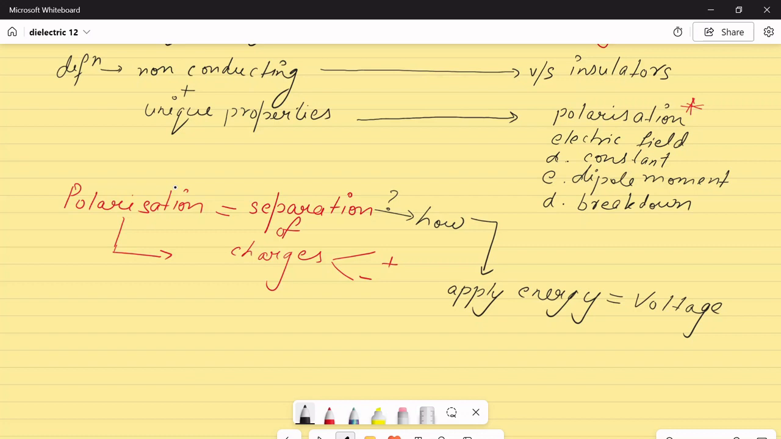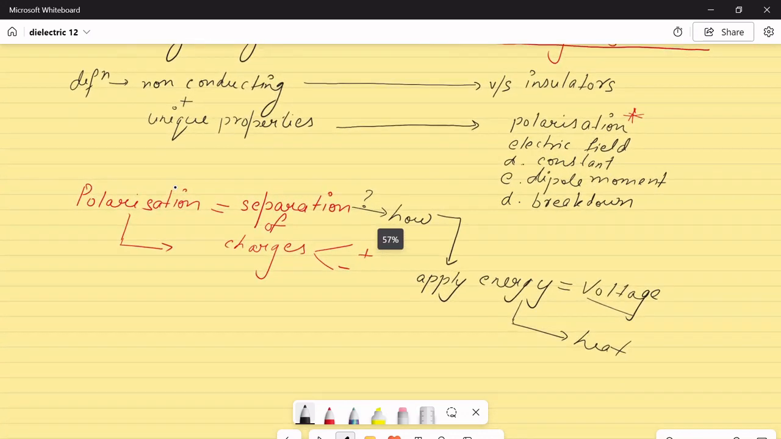Now this energy may not necessarily be the voltage. It can also be some other kind of energy, like let's say heat energy, thermal energy. But in order to regulate the process, we apply our manual voltage, and heat energy is already there in the environment, and it creates a polarized effect in the material. We will understand how.